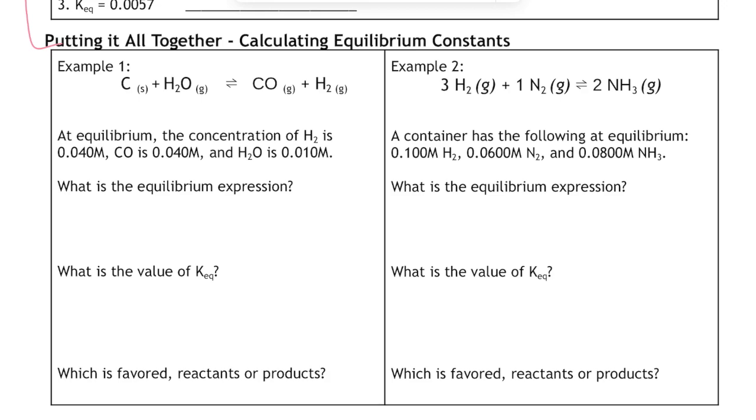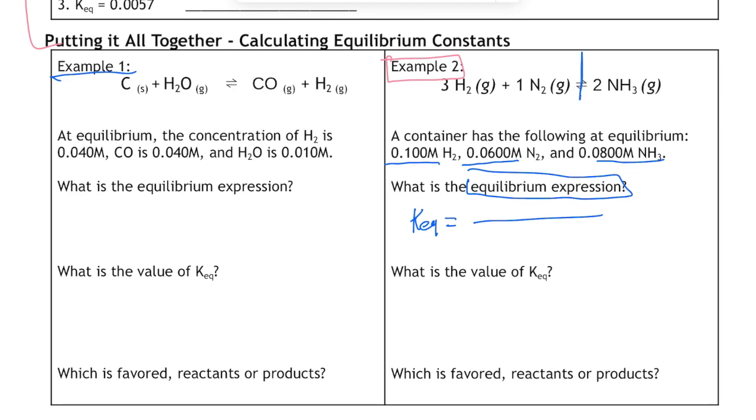from the paper. Okay, and now I'm gonna go over example number 2, and then you can do example number 1 by yourselves. It says a container has the following at equilibrium: 0.100 molar H2, 0.0600 molar N2, and 0.0800 molar NH3. What is the equilibrium expression? We're gonna do exactly what we've been doing. KEQ equals, okay, remember to divide.